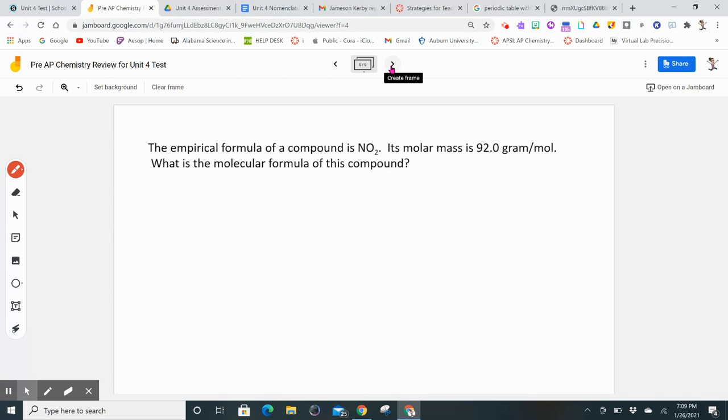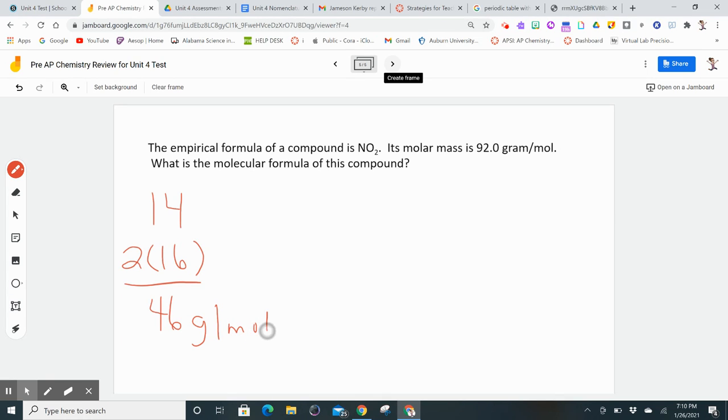The empirical formula of a compound is NO2. Its molecular mass is 92 grams per mole. What's the molecular formula? Okay, so on this one, what you have to remember is that empirical formula and molecular formula are just ratios of each other. The molecular formula is just a multiple of the empirical formula. So what we need to do is find the mass of the empirical formula. So that's going to be 14 plus 2 times 16. 2 times 16 is 32, so 14 plus 32 is 46 grams per mole.